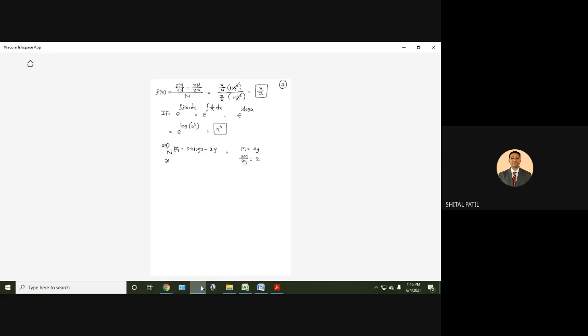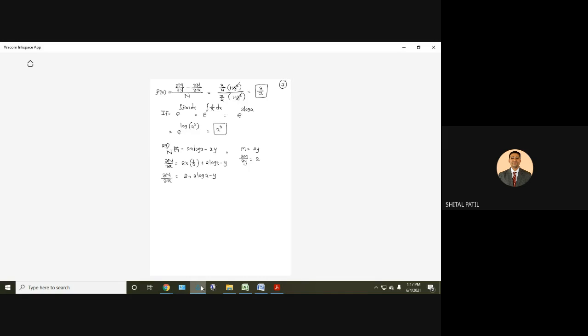Del N by del x. Product rule. So 2 plus 2 log x minus y. Okay, this is del N by del x. Now I hope you have understood, the differential equation is not homogeneous. Rule number 1 cannot be used. It is not a function of xy. Rule number 2 cannot be used. So only two options are there: rule number 3 or 4.